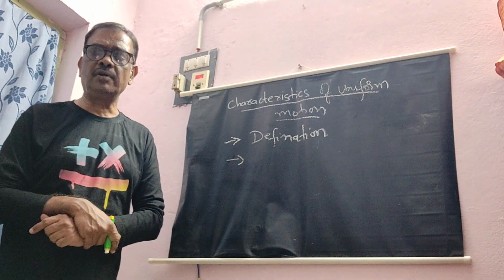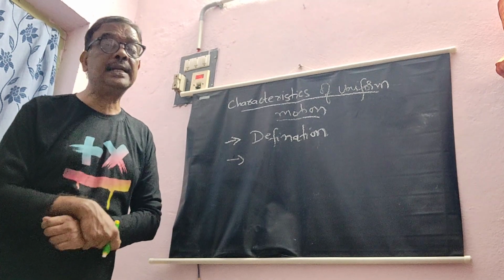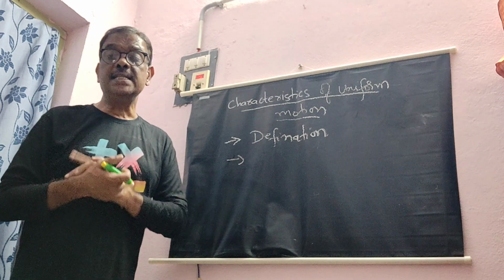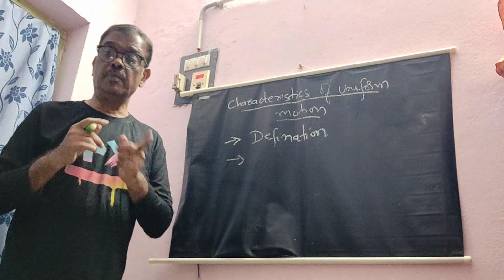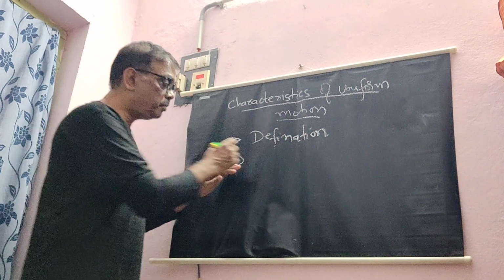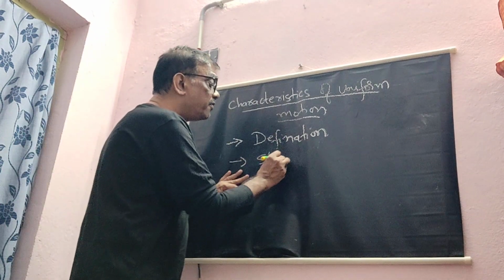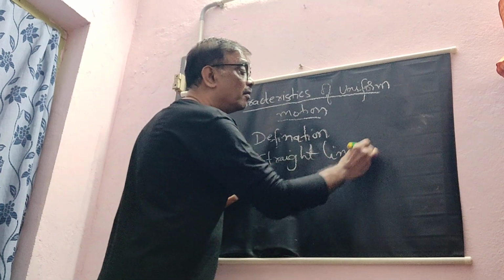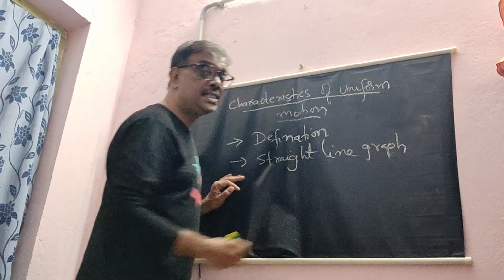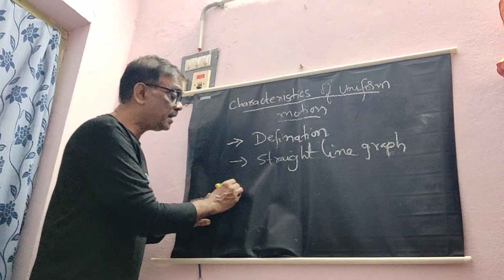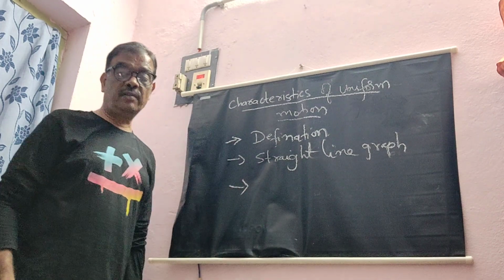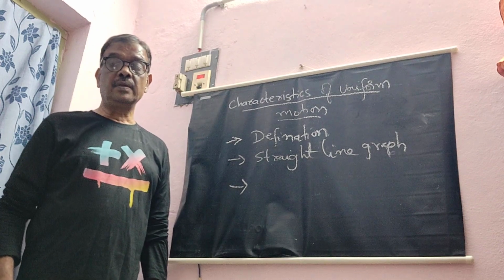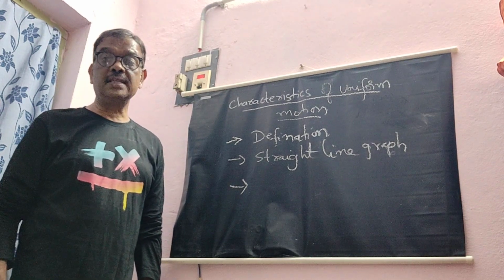In uniform motion, what type of graph do we get? A straight line graph. The graph plotted between distance and time is a straight line. It represents that both are directly proportional to each other. Third characteristic of uniform motion: uniform motions are non-accelerated.